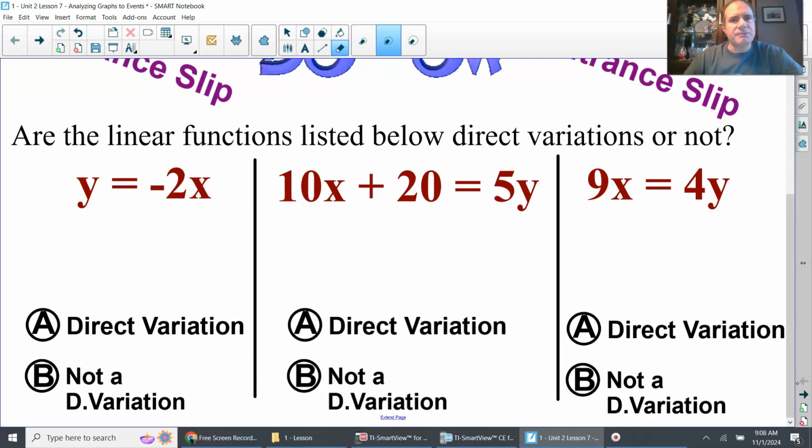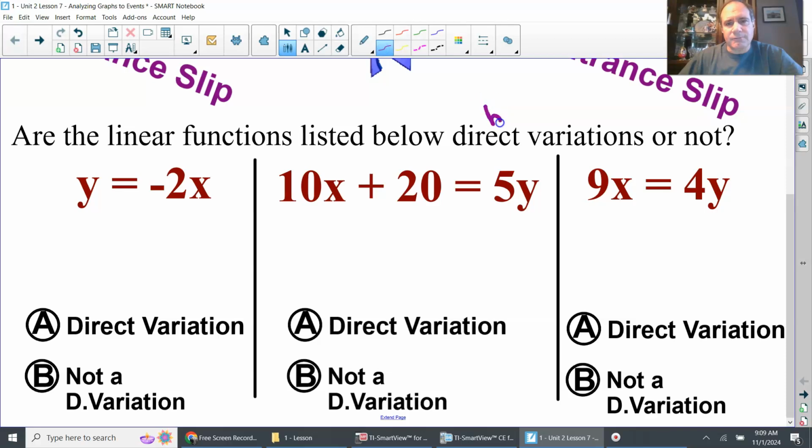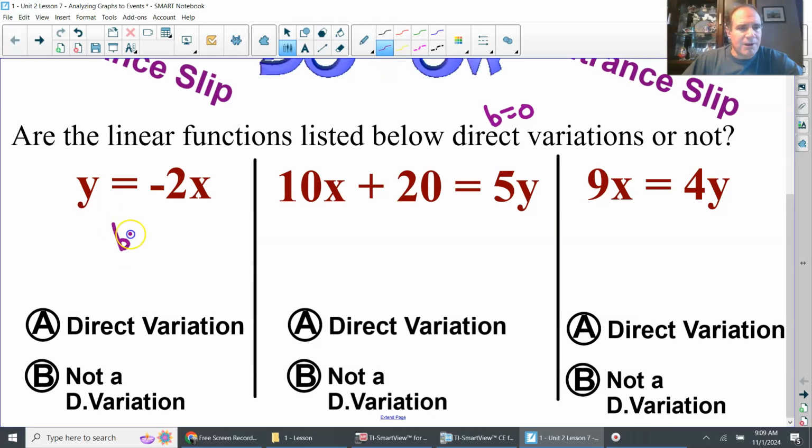The linear functions listed below, are they direct variations? Yes or no? So just remember, direct variation must have a y-intercept of 0. Direct variations are straight linear functions that go through the origin with a y-intercept of 0. This does have a y-intercept of 0, so that means we are going to say that this is a direct variation. We are going to say right now 10x plus 20 equals 5y is not a direct variation.